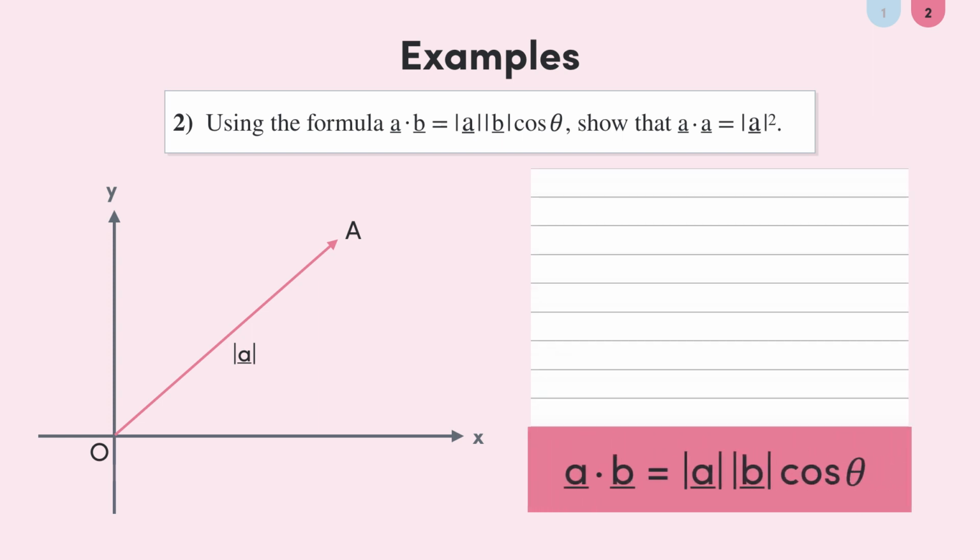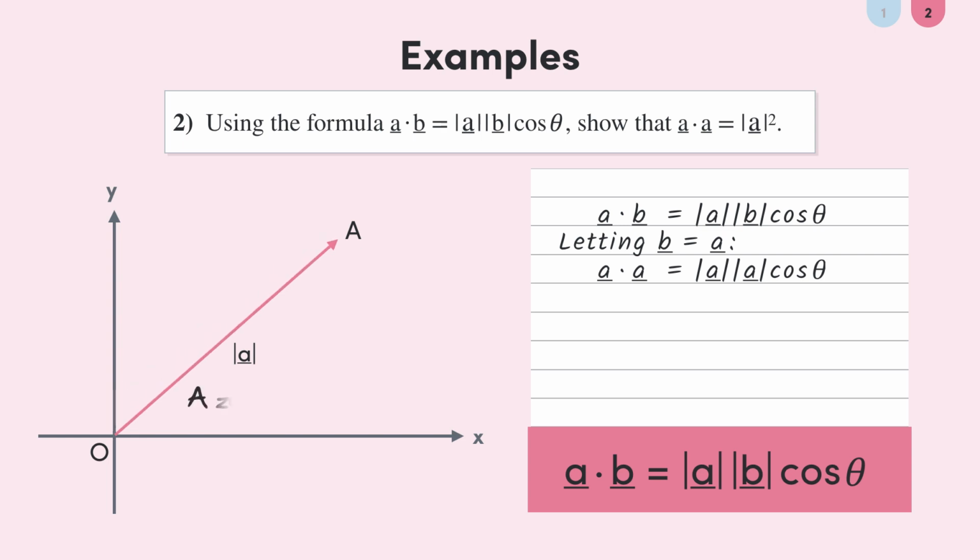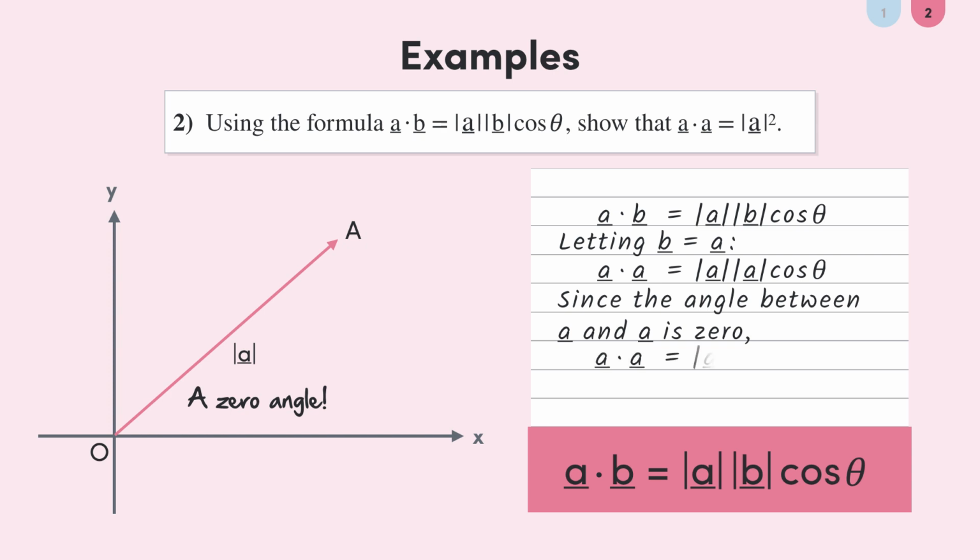If we pull up our fresh dot product formula, and this time let B equal A, we have this. But theta in this case is actually 0, because the angle between A and A is 0. They are both the same vector, so they have an identical direction. Subbing theta as 0 into our formula, and knowing that the cosine of 0 is 1, we achieve the identity we were asked to show. A nice little result to keep in the back of your mind.